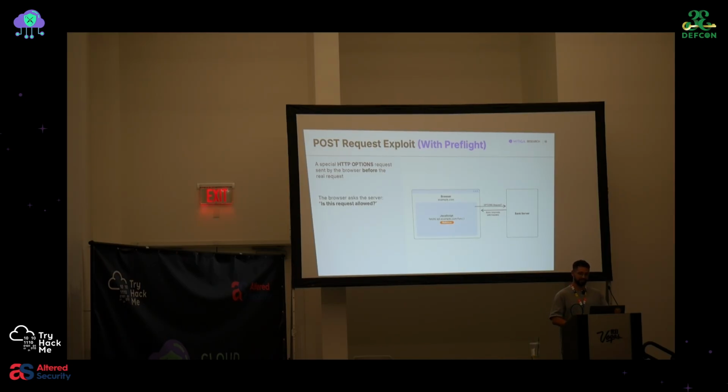If the bank server says yes, my browser sends the real request, and if not, it drops it. So this is how the second attack can be prevented using CORS preflight request, like a conversation between the browser and the server asking if this request is allowed or not.